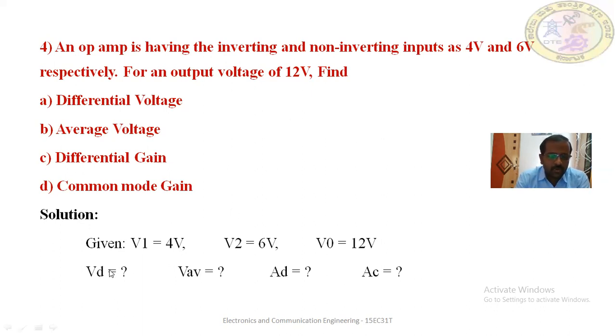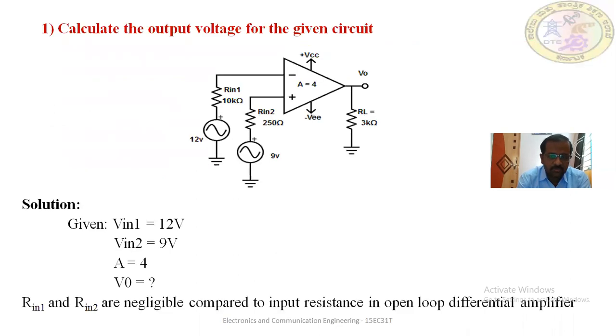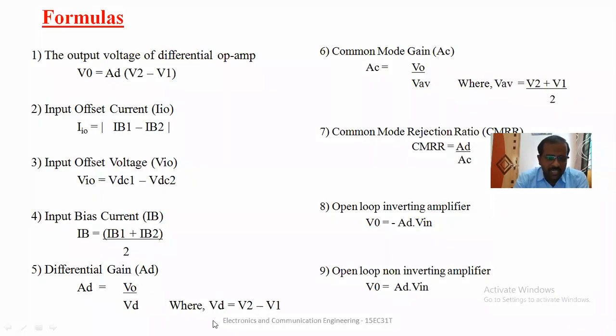What are the formulas for VD, VAV, AD, and AC? In order to calculate VD, it is equal to V2 minus V1. In order to calculate the average voltage VAV, it is equal to V2 plus V1 divided by 2. In order to calculate AD, it is equal to V naught divided by VD, and in order to calculate AC, it is equal to V naught divided by VAV. All these four formulas I am going to use now.